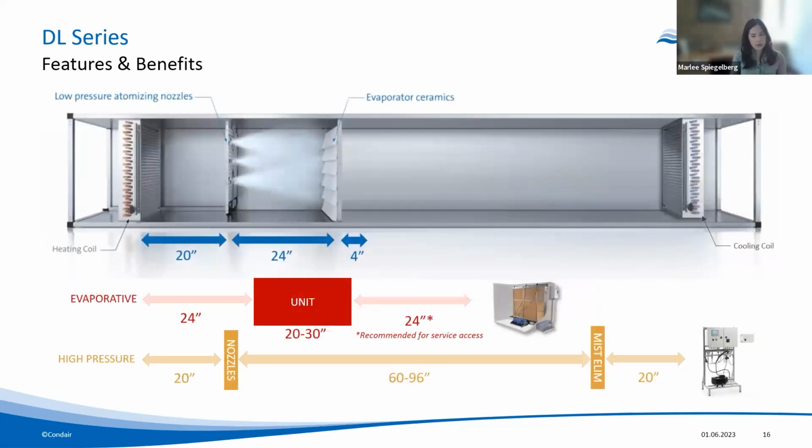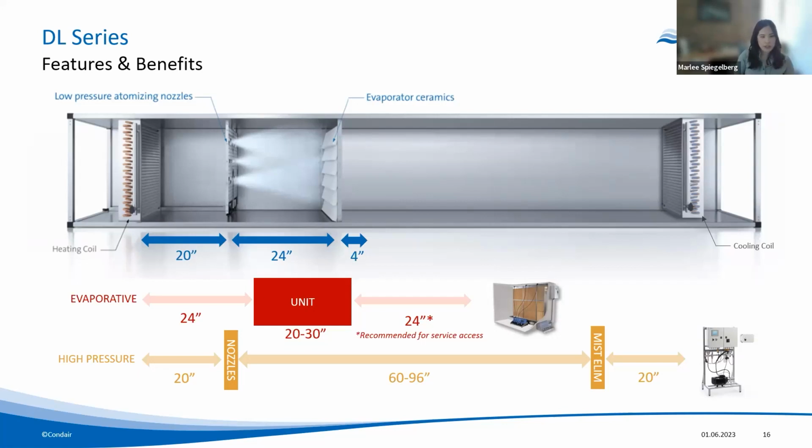This slide really shows the primary benefit of the DL system, which is that short installation length. So we see here the DL can be installed in a 24-inch or 2-foot section with 20 inches before or after a heating coil, with about 4 inches after the media for any carryover or service access.